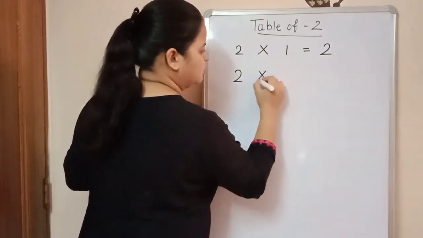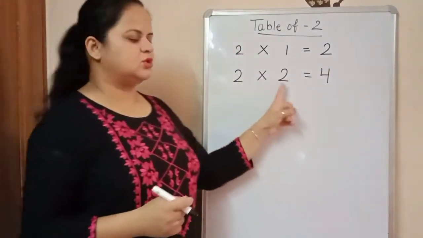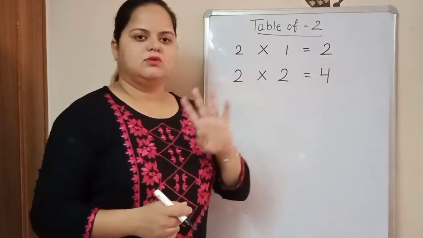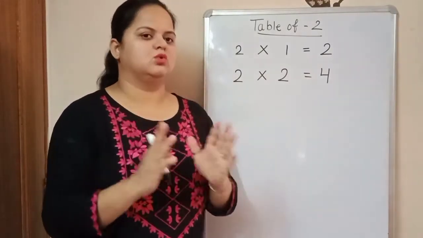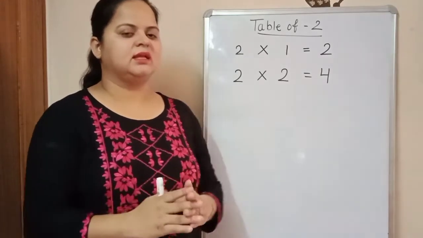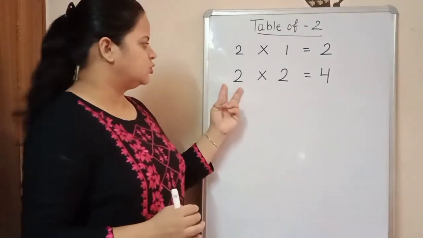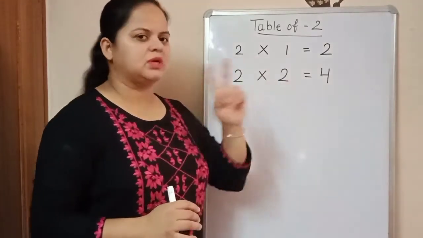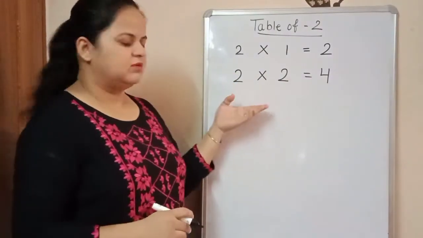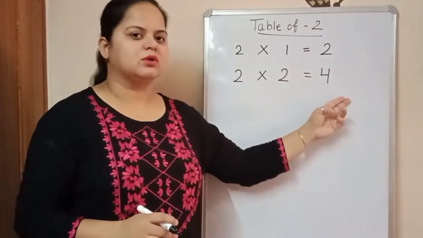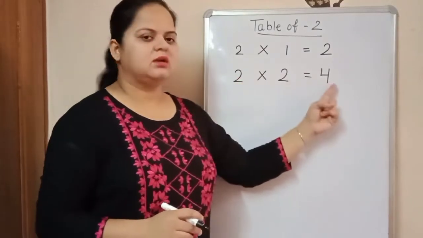2 into 2 is equal to 4. Means 2 and 2. When we add 2 and 2, the answer is 4. The same thing is this, 2 into 2 means 2 times 2. 2 into 2 is equal to 4. We will say 2 twos are 4. 2 ones are 2. 2 twos are 4.